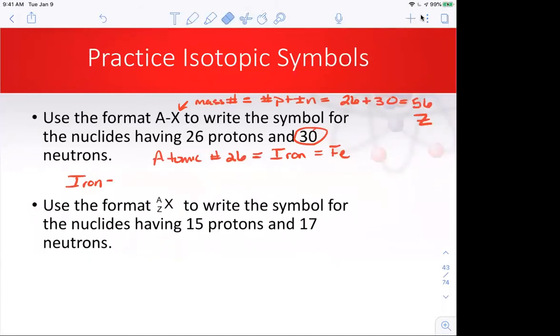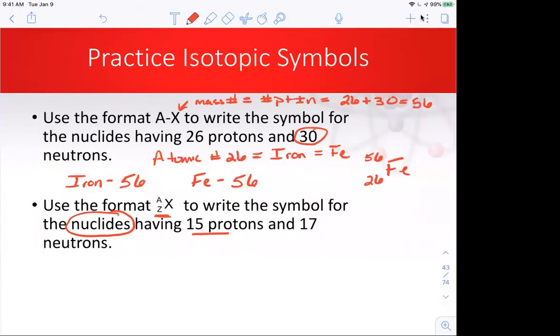Oops, that's the atomic number. So what I'm going to write is iron 56, or I could write iron 56, or if I wanted to use the other format, I'm going to write this as a description of this particular isotope. Here I'm asked to use the other format to write the symbol for the nuclide. This is just that particular atom, which has different particles in the nucleus, which is why it's a nuclide.